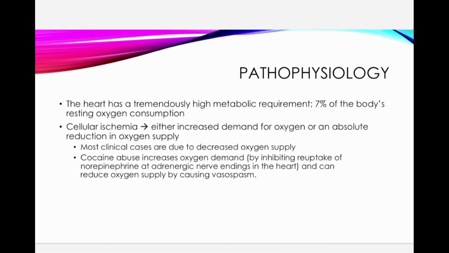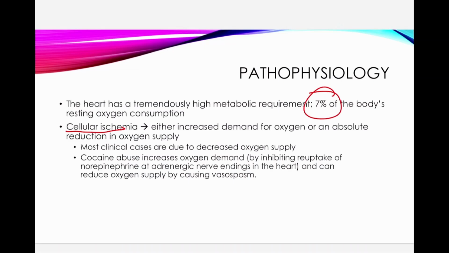So the heart has a very high metabolic requirement. 7% of all the oxygen consumption just goes to the heart muscle just to continue beating and keep the energy going. Because of that, it's very high risk for cell ischemia, lack of blood flow. And when you think about blood flow to the heart, think about it in two different ways. One, is there an increased demand of oxygen on the muscle?